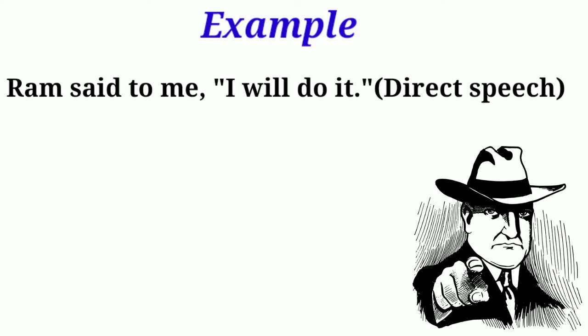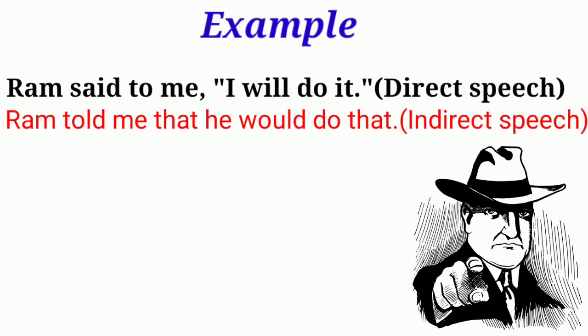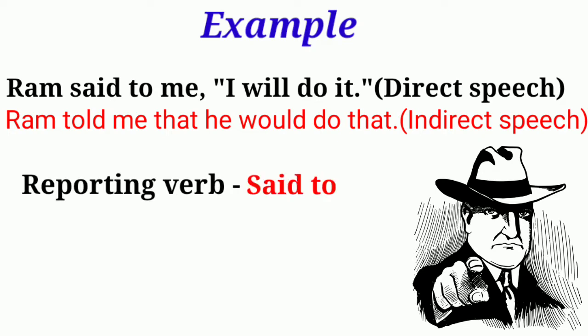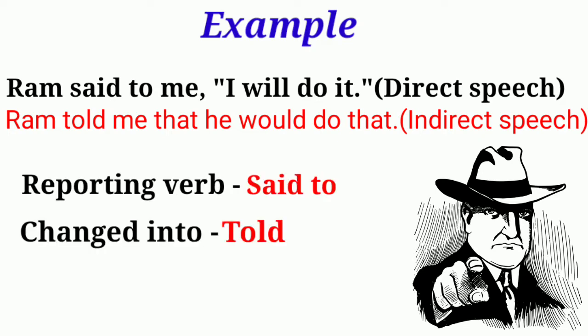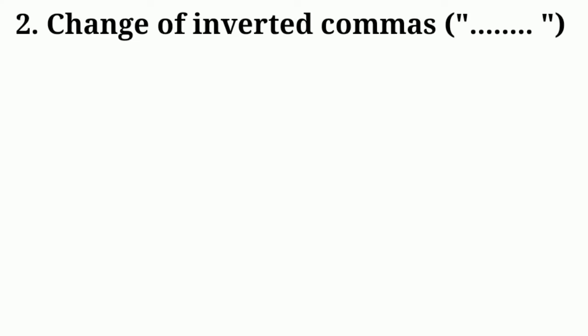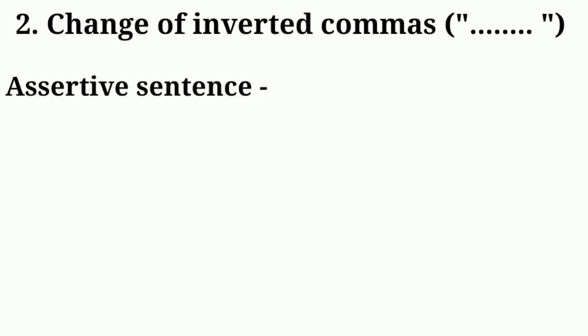And now let's have one example. Ram said to me, "I will do it." Direct speech. Ram told me that he would do that. Indirect speech. Here the reporting verb was said to, and it was changed into told. Thus, we can see the example. Let's move to number 2, change of inverted commas.